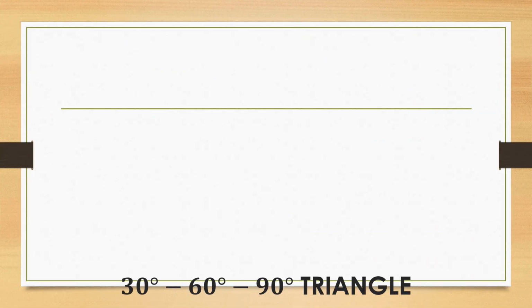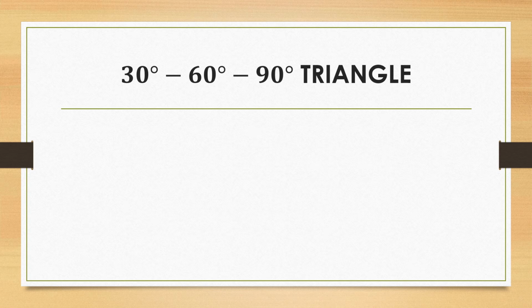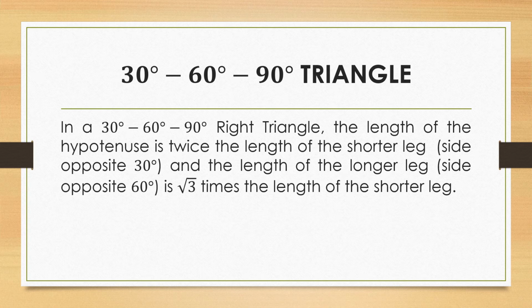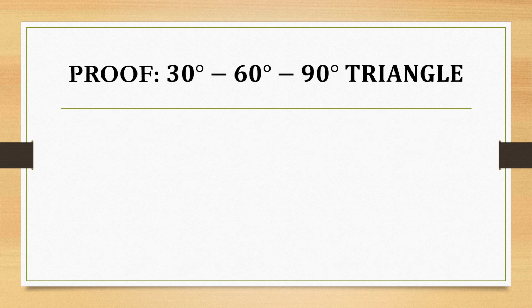Next. Okay, so let's discuss the 30, 60, 90 triangle. So, pag sinabi nating 30, 60, 90 right triangle, the length of the hypotenuse is twice the length of the shorter leg or the side opposite of the 30-degree angle. And the length of the longer leg or side opposite ng 60-degree angle is square root of 3 times the length of the shorter leg. Okay? So, let's prove the 30, 60, 90 degrees triangle.